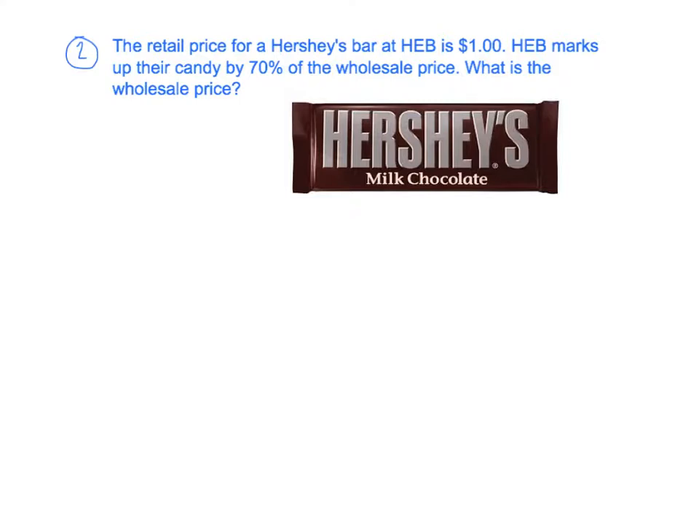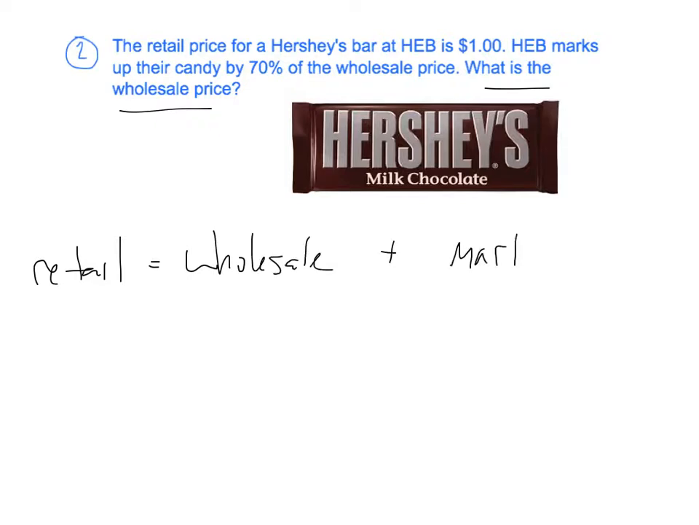Alright, so the retail price for a Hershey's bar at H-E-B is $1. H-E-B marks up their candy by 70% of the wholesale. What is that wholesale price? So now we're looking for the wholesale price. So you might be asking, well, you didn't give us an equation for wholesale. Well, I didn't necessarily, but I have given you an equation that contains retail price, it contains wholesale, so we can actually use that again. We say the retail price is equal to the wholesale plus the markup. So the retail price in this case, they give it to us and they say it's $1.